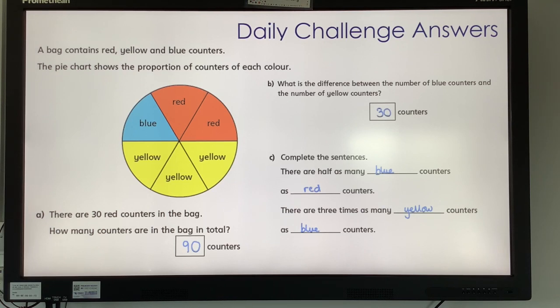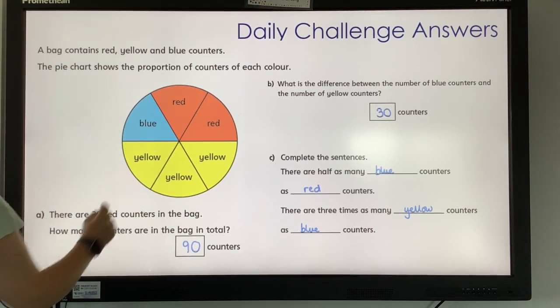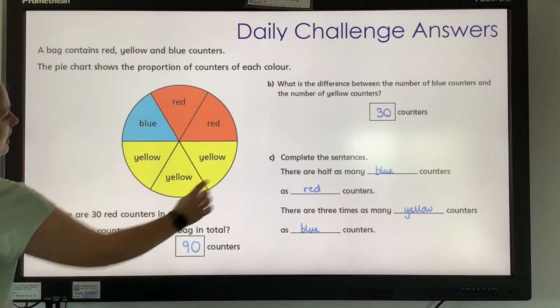Lastly, complete the sentences. There are half as many blue counters as red, and there are 3 times as many yellow as blue. And hopefully you can see that there are twice as many red and that there are 3 times as many yellow.